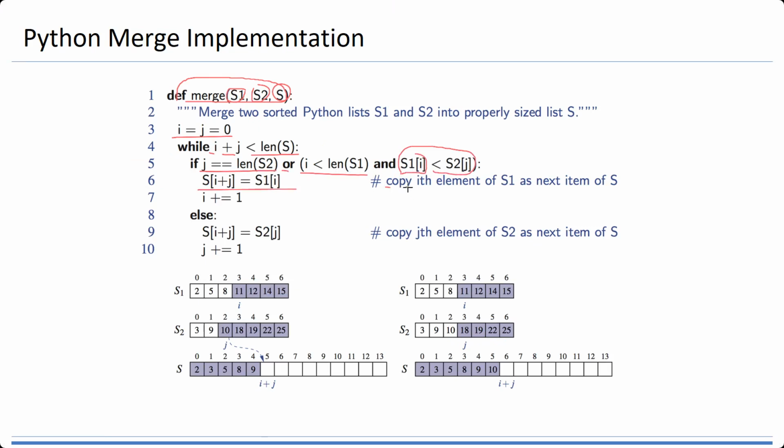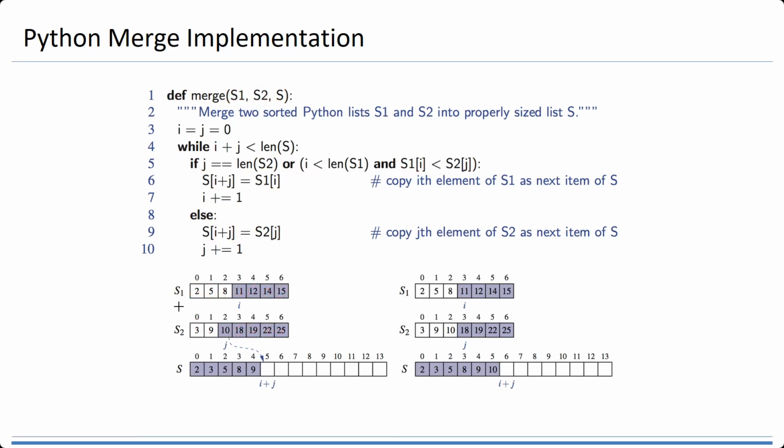It means we want to copy the i element of S1 as the next item of S, and then i will be added by 1. Or else, we do S[i+j] equals S2[j], copying the j element of S2 as the next item of S. So for example, I have S1 as 2, 5, 8, 11, 12, 14, 50, and S2 as 3, 9, 10, 18, 19, 22, and 25.